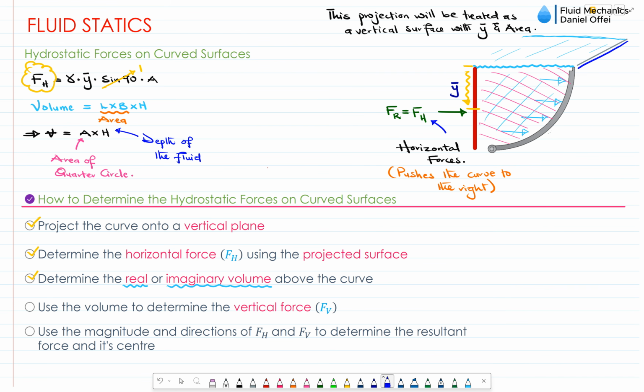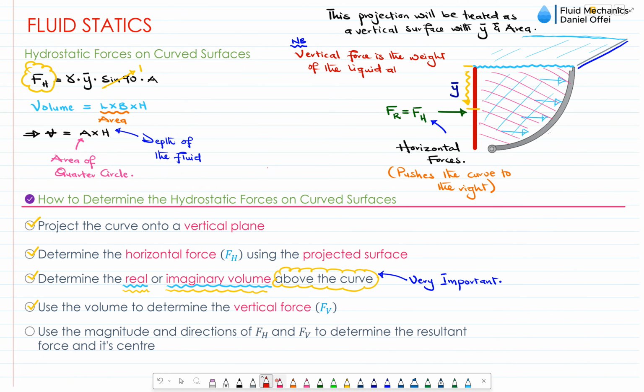Now, the important part that we are supposed to remember is that the real or imaginary volume should be above the curve. We must also note that if we want to determine the vertical force on the curve, then that is just the weight of the fluid that is on the curve.